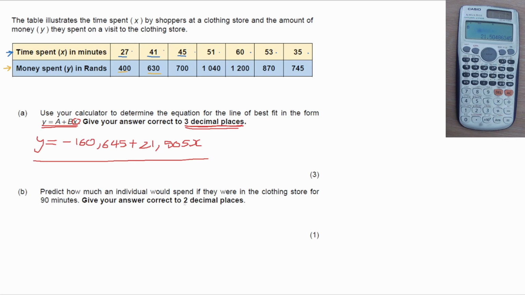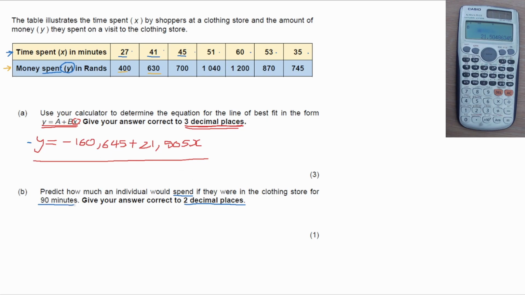Give your answer to two decimal places. Okay, so they're asking about spend, how much money is spent. So if we look here, Y is related to money spent. So what we're actually going to do is just use this equation over here, right? Because we know we have to find the money spent, which is this Y.